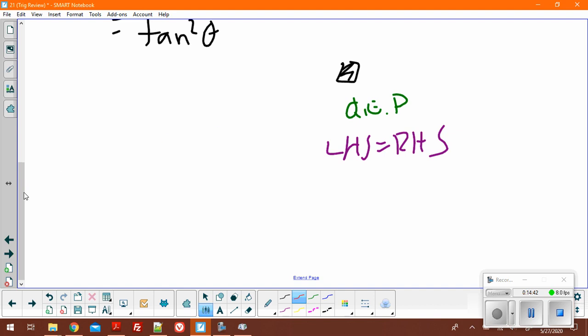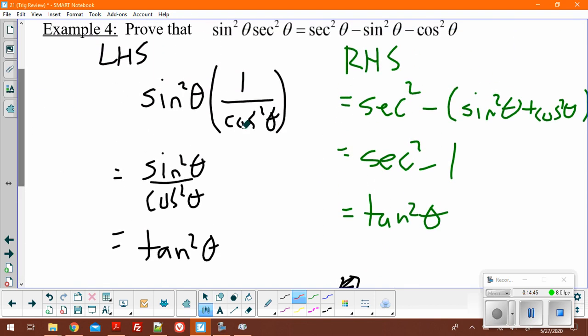Okay, but again, key skill, being able to make these little manipulations, that'll be helpful in terms of simplifying derivatives as we go through.